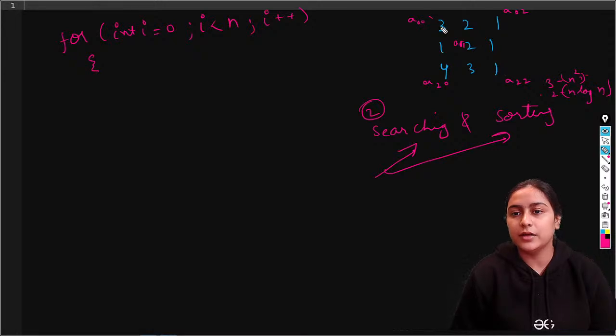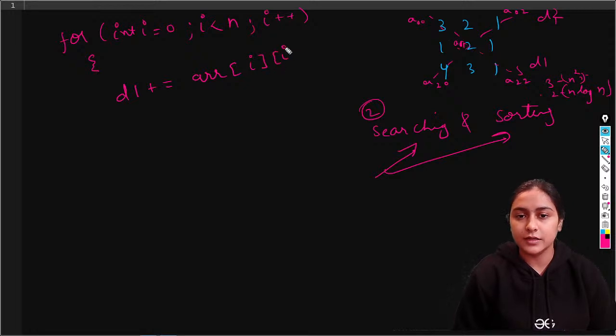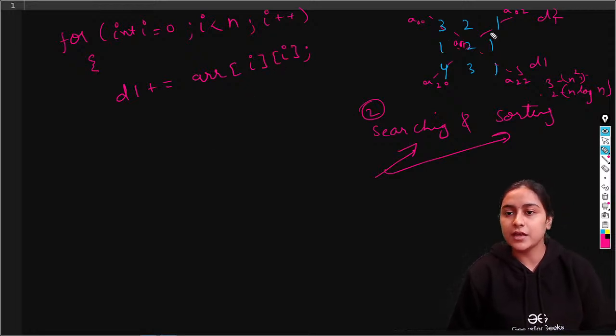Now, so for D1, this was our D1. ये हमारा D1 था, and ये हमारा D2 था, right? For D1, what we are going to do is D1 plus equals to ARR of I. ठीक है, ये चीज समझ में आ रही है? बेसिकली A 0 0 हमें मिल जाएगा यहाँ से, A 1 1 हमें यहाँ से मिल जाएगा, A 2 2 यहाँ से हमें मिल जाएगा.